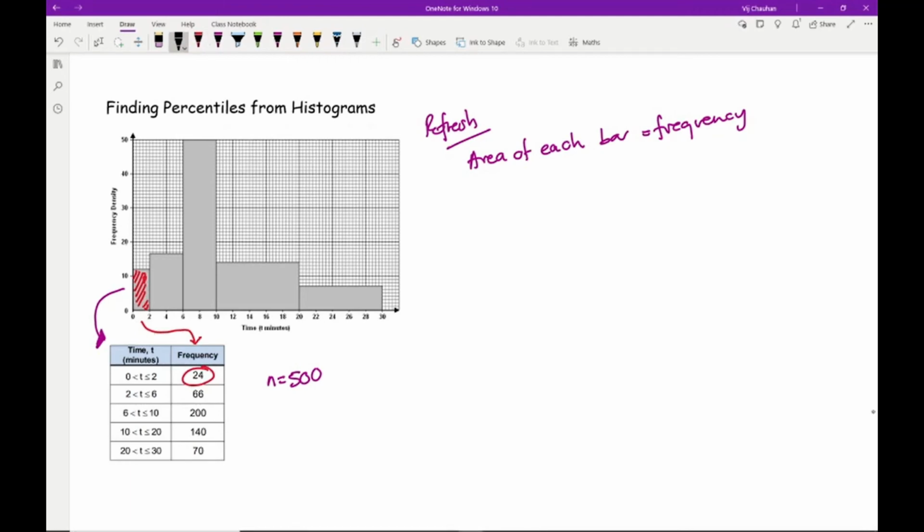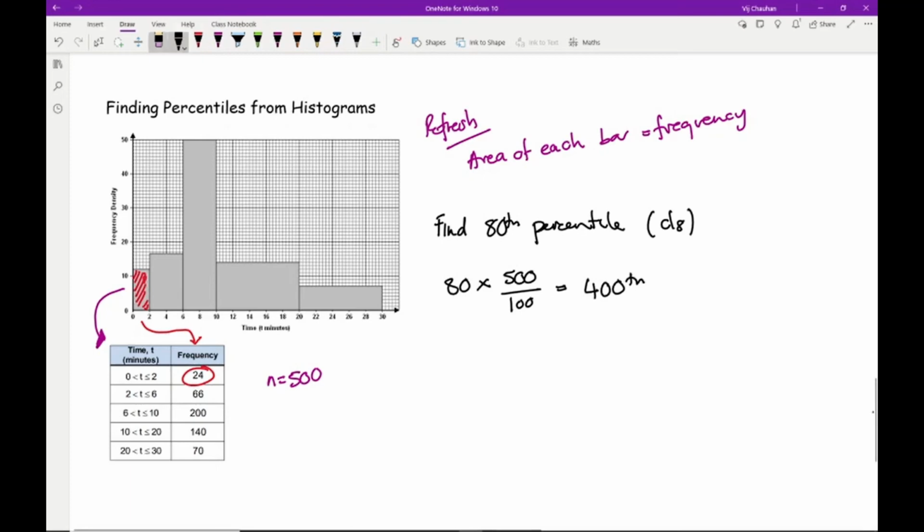Now again, let's say we're asked to find the 80th percentile, or in other words the 8th decile. The first thing we need to do is work out what position that's going to be in. So here we're going to do 80 times 500 over 100, and if I type that into my calculator, 80 times 5 gives me 400. So I'm looking for where my 400th item is in this particular set of data.